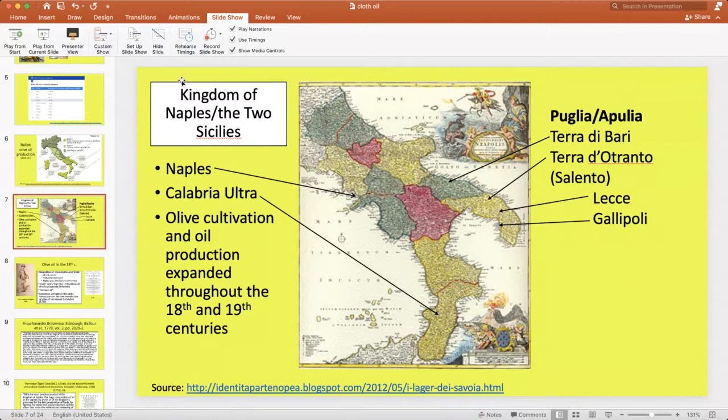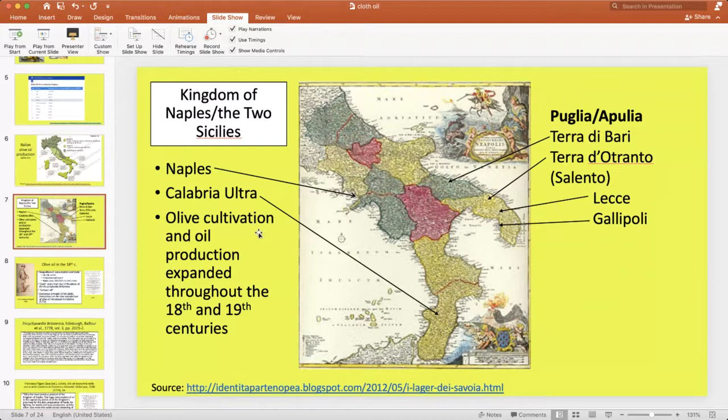The areas that are most interesting to us are the Terra d'Otranto, which is Lecce, the far south, the Salento, the Terra di Bari, which is still Bari. That's what I'm going to talk about mostly today. Not so much Lecce, the capital, but I will talk about Gallipoli, the small port on the Ionian here, which is a fascinating place and plays a big role in the story. The capital, Naples, of course, is on the Tyrrhenian coast. The other part of the Terra di Bari and the Terra d'Otranto are the major producers, also Calabria Ultra, which is the tip of the toe.